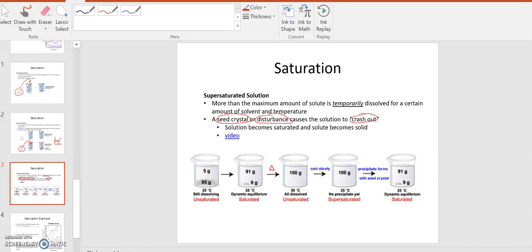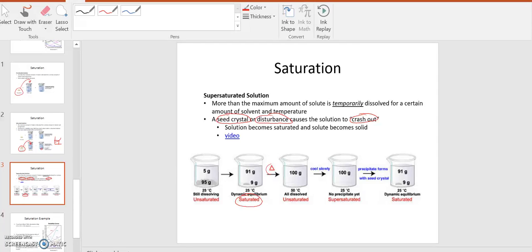So let's go through the little step-by-step here. First of all, we put in 95 grams of solute. 5 grams starts dissolving. It's unsaturated. We've still got lots left to dissolve. Later on, 91 grams have dissolved at the same temperature, and 9 grams just refuse to dissolve. That means this solution here is saturated.